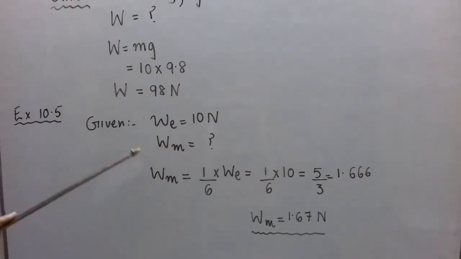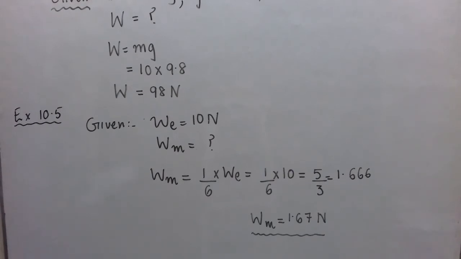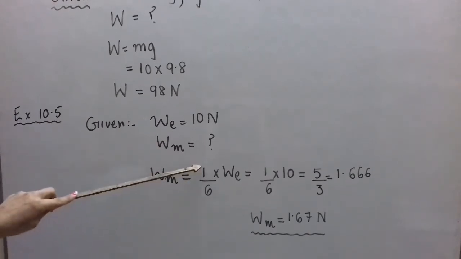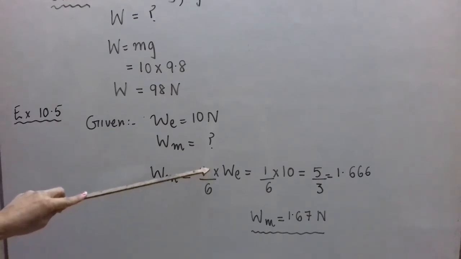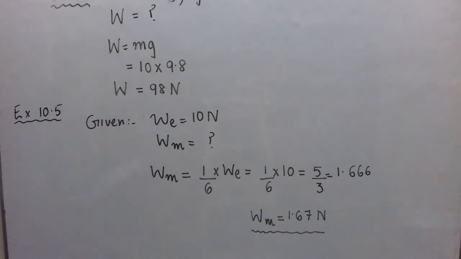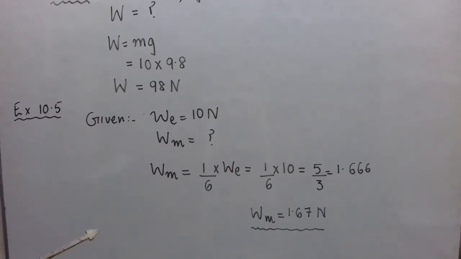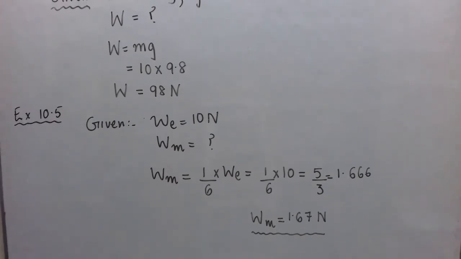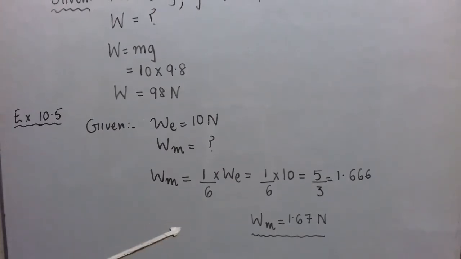We know, this was the last topic that we have done, the comparison between the weight of a body on moon and that on the earth. We know weight of a body on moon is 1/6 times weight of a body on earth. And when we do the simplification, we get the answer for weight of a body on moon as 1.666, rounding it off to 2 decimal places, we get the answer to be 1.67 Newton.